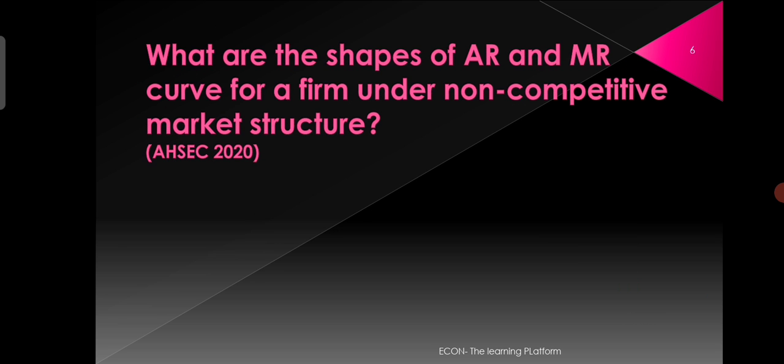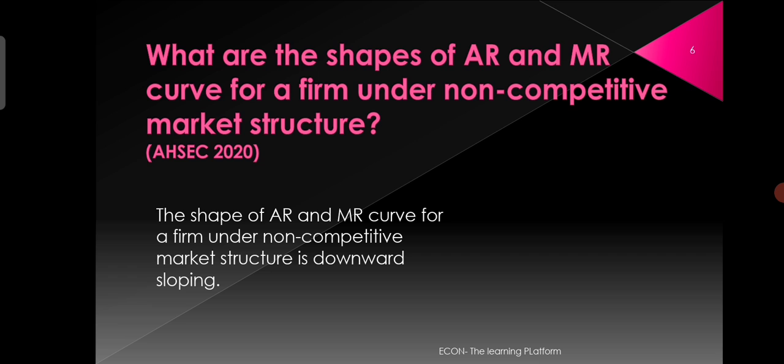What are the shapes of AR and MR curve of a firm under non-competitive market structure? So this is a very simple question. AR means average revenue curve and MR is the marginal revenue curve. So under non-competitive market structure, both AR and MR curve are downward sloping. Here is the curve. We draw the curve. This is the diagram. Here this is the AR curve, which is also known as demand curve, and this is the MR curve.